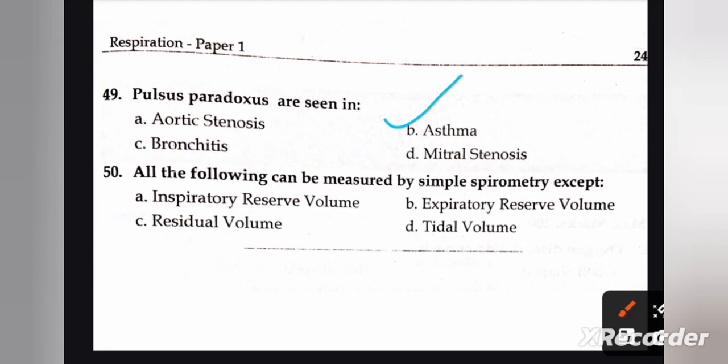Next question is, all the following can be measured by simple spirometry except A. Inspiratory reserve volume, B. Expiratory reserve volume, C. Residual volume, D. Tidal volume. The right option is C. Residual volume.